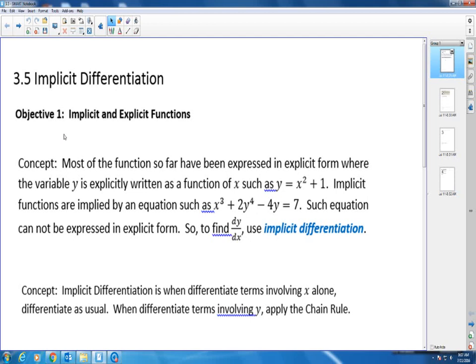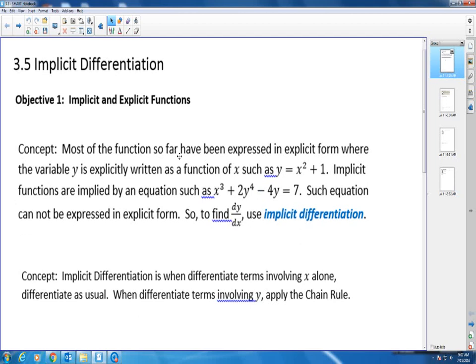Welcome to Calculus 1. Today we're going to talk about what we call implicit differentiation. Most of the functions so far that we've seen in this course have been expressed in explicit form, where the variable y is explicitly written as a function of x, just like y equals x squared plus 1. We see a lot of y equals or f of x equals. That's the way we've been writing them so far.